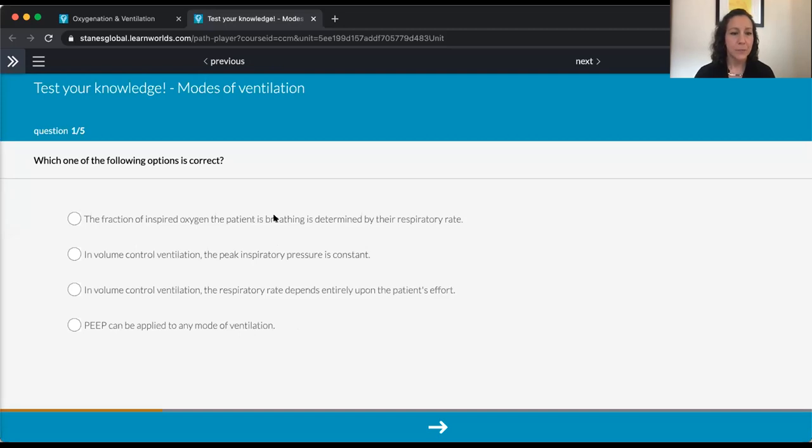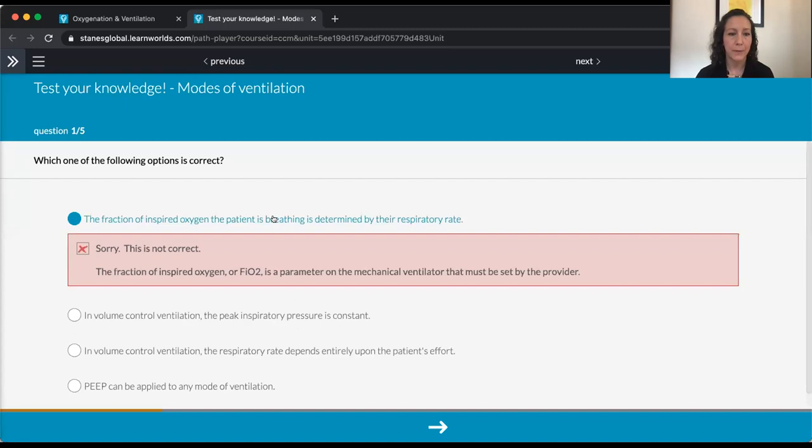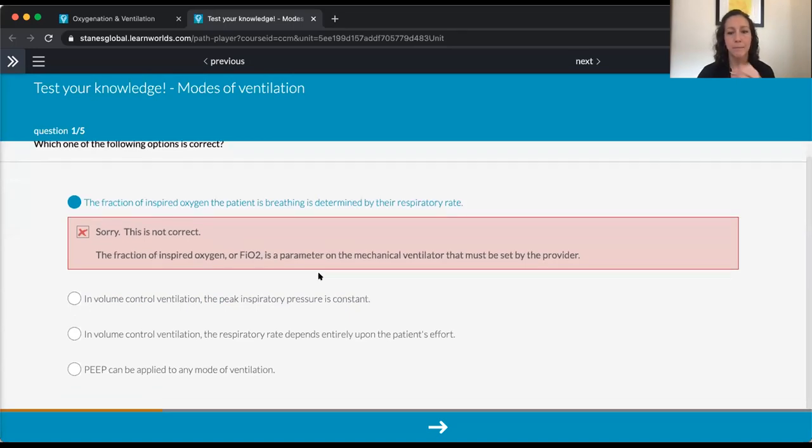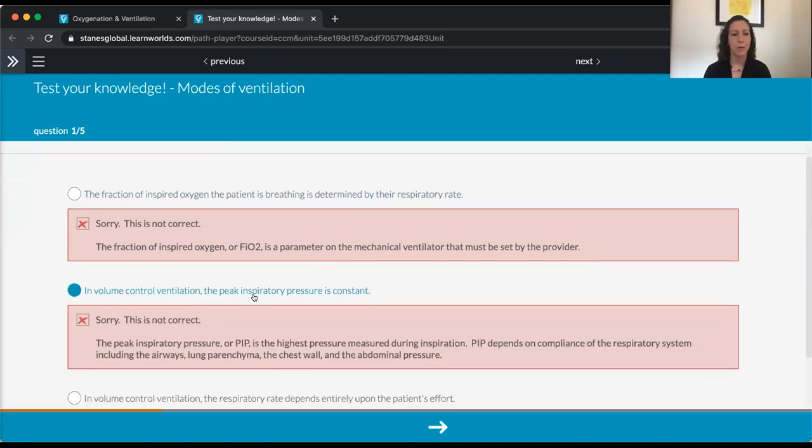So the fraction of inspired oxygen the patient is breathing is determined by their respiratory rate. Sorry, no. The fraction of inspired oxygen, or FiO2, is a parameter on the mechanical ventilator that must be set by the provider. You set the FiO2, not your patient, okay? What about this one? Volume control.